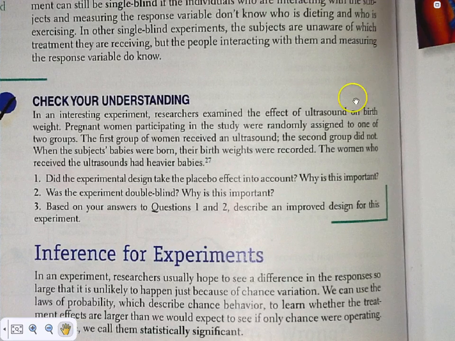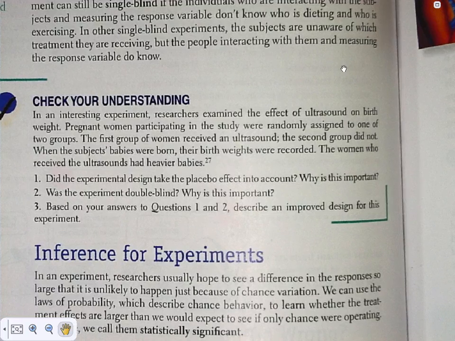Okay, so what did you come up with? So we're looking at this. In an interesting experiment, researchers examined the effect of ultrasound on birth weight. Pregnant women participating in the study were randomly assigned to one of two groups. The first group of women received an ultrasound. The second group did not. When the subjects' babies were born, their birth weights were recorded. The women who received the ultrasounds had heavier babies.